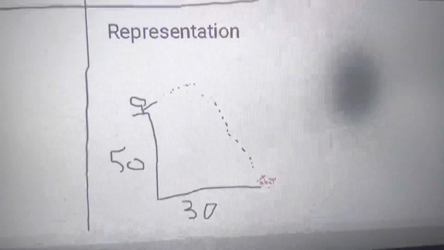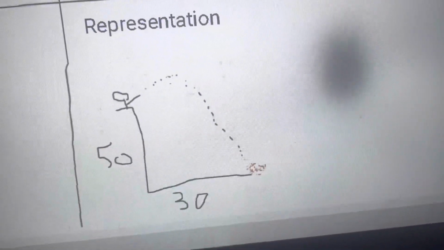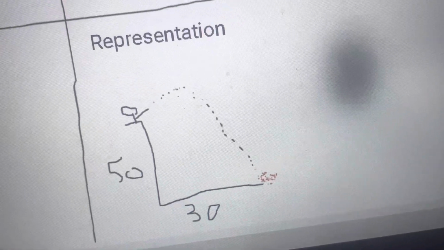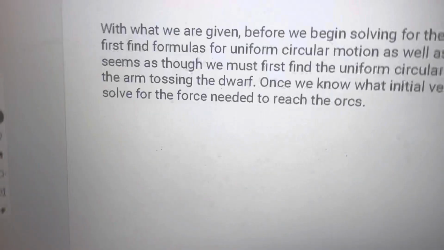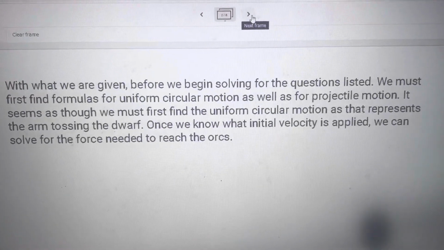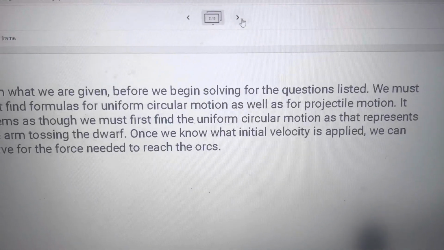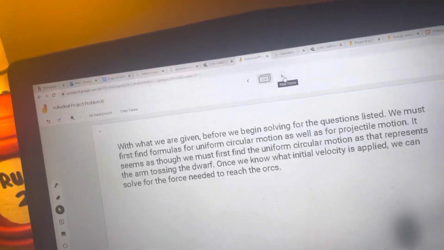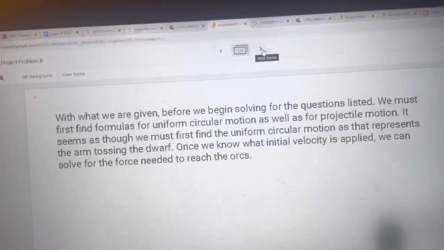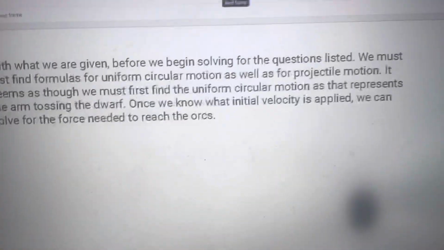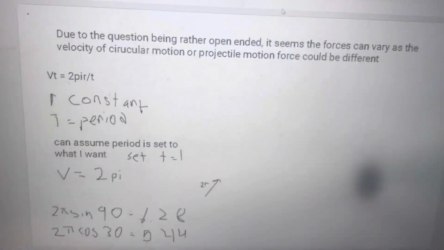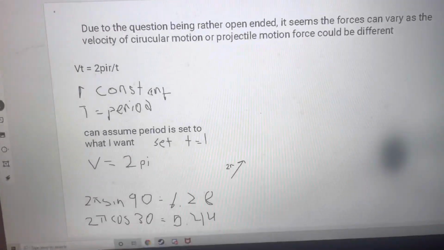Here's my representation of what I believe is what they're asking. We were trying to throw him off like this. Now, here I just kind of explain what I'm doing as I did with first using the circular motion. I'm picturing that's how him winding up his arm to toss gives us an additional velocity. And with that, here's the equation that I used.